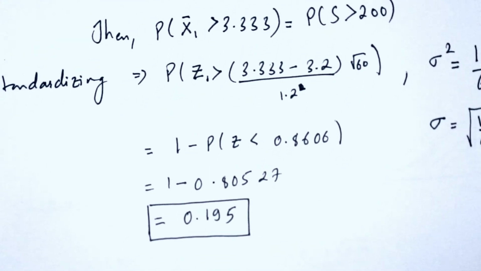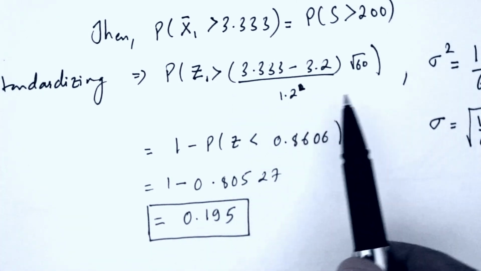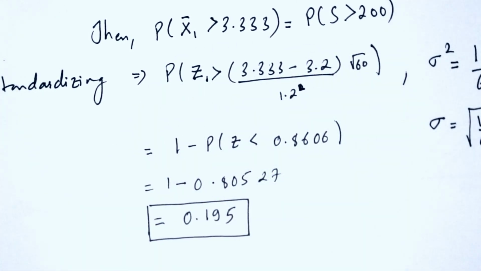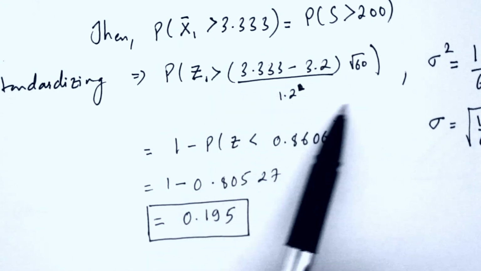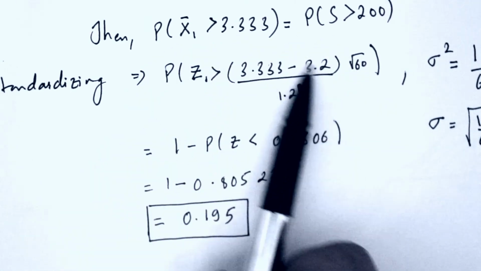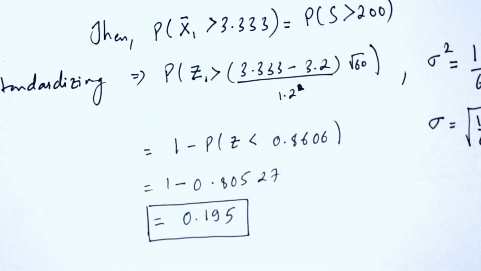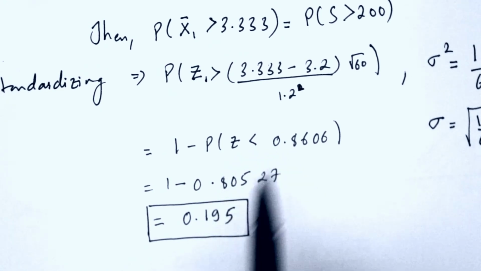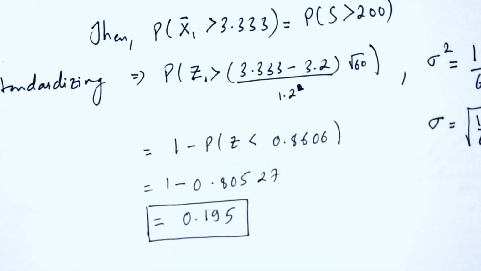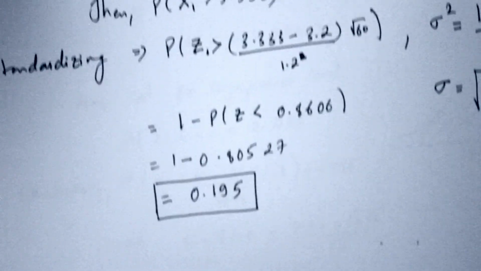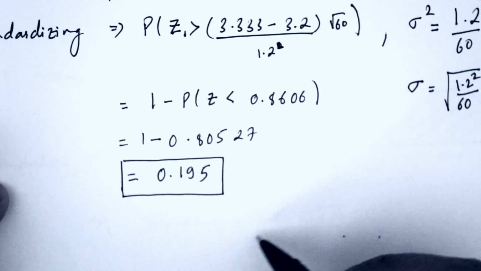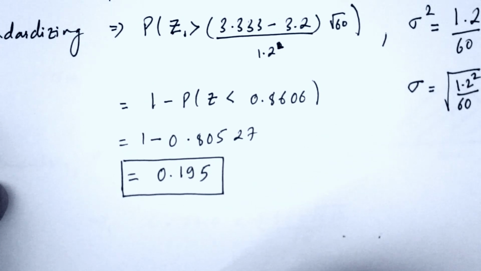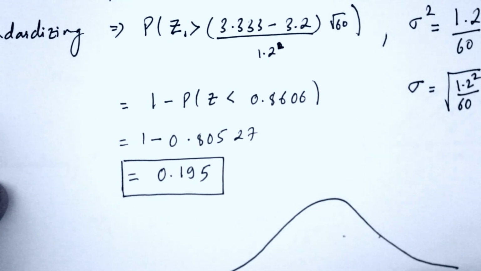So once we use that, and if you know how to do a normal distribution, it should follow straight away that this representation here simply means 1 minus P(Z is less than 0.8606). Okay, so if you want to draw the normal distribution figure, you have something like this, right?